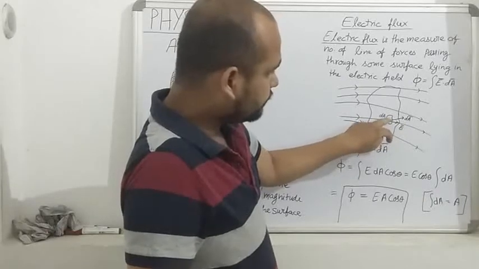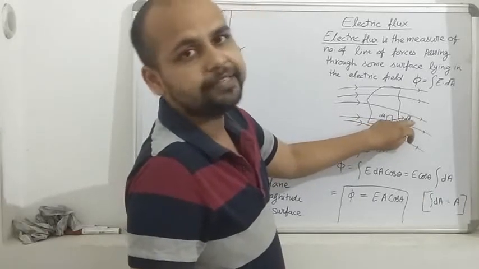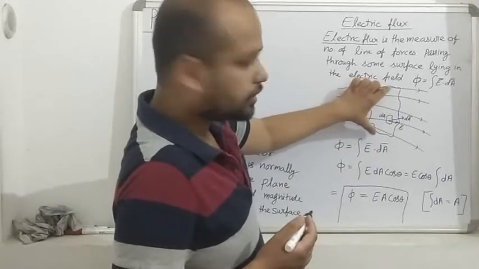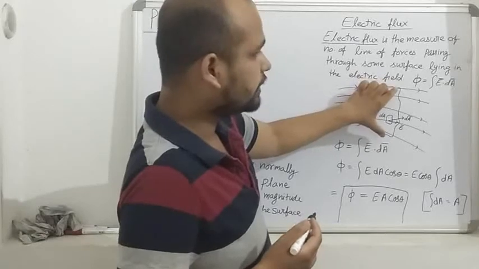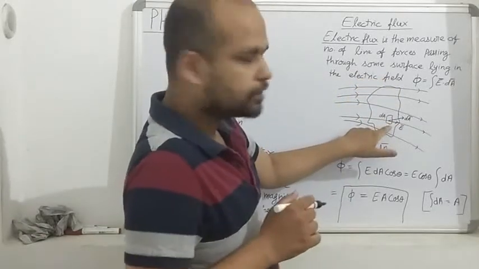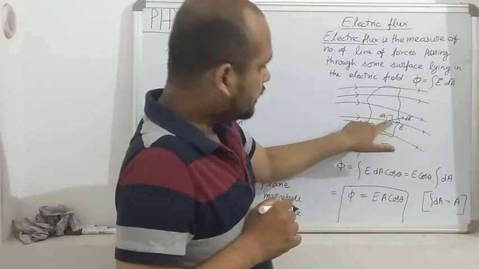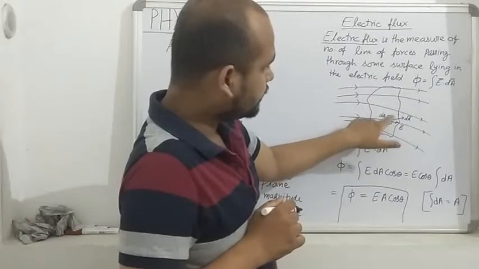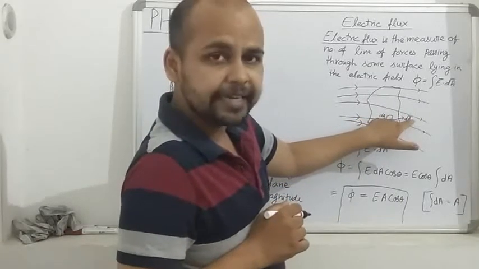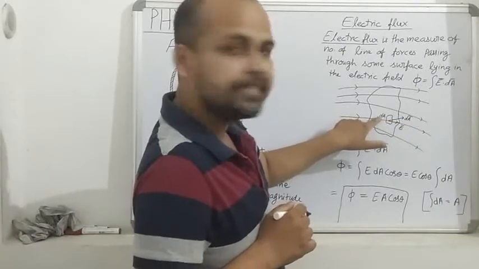The area vector of this small element surface is your dA vector. If we are considering the total surface, then we will have the area vector as vector A. But here we are considering a small element of this surface. Therefore, the area vector of this small element will be dA vector, and the area of this small element will be dA.